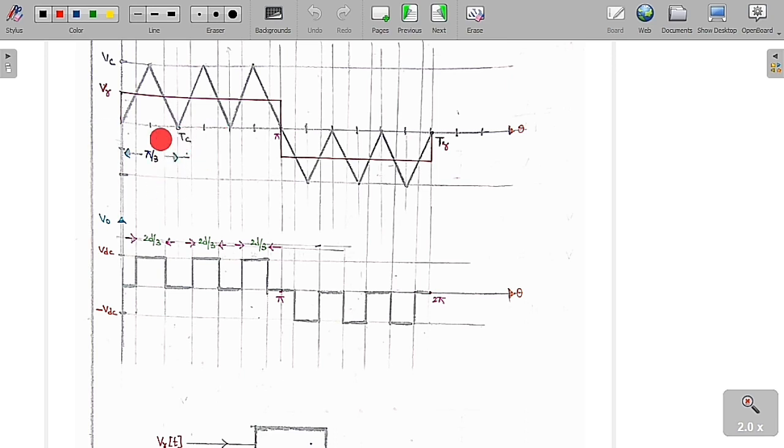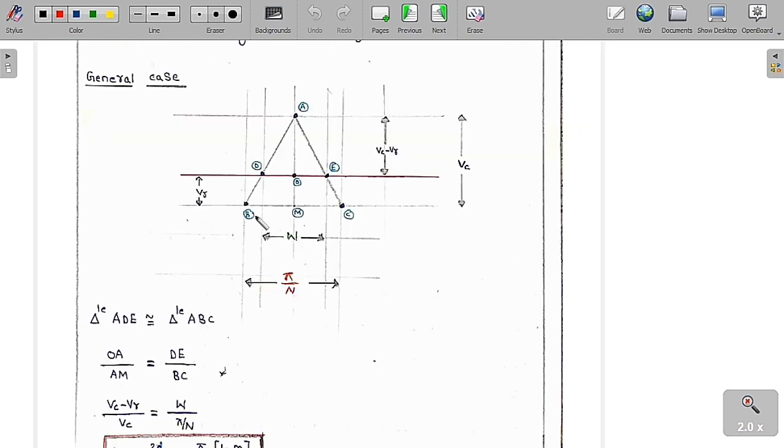But here there are 3 pulses, so each pulse width will be pi by 3. This is from here to here, this is pi by 3. But for the general case, it is pi by N, because we are going to draw it with respect to theta. This is theta. So triangle ADE and triangle ABC are similar triangles.